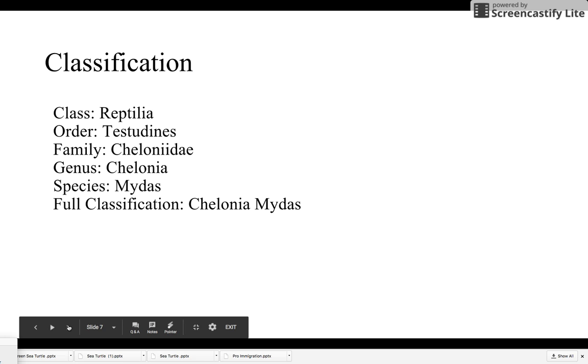Now, I have another piece of information from component 2. This is classification. Its class is Reptilia. Its order is Testudines. Its family is Chelonidae. Its genus is Chelonia, and its species is Midas. And the full classification is what we know as the Chelonia midas, the common green sea turtle.